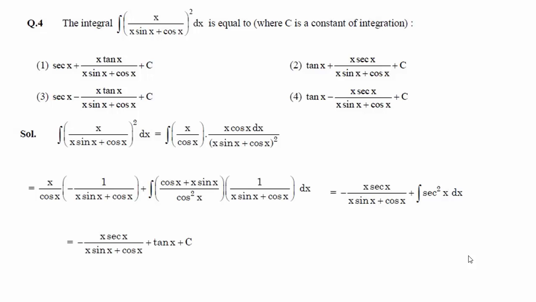We know that integration of sec square x is tan x. Therefore, this becomes minus x sec x divided by (x sin x + cos x) plus tan x plus c. And hence, the correct option is 4th.